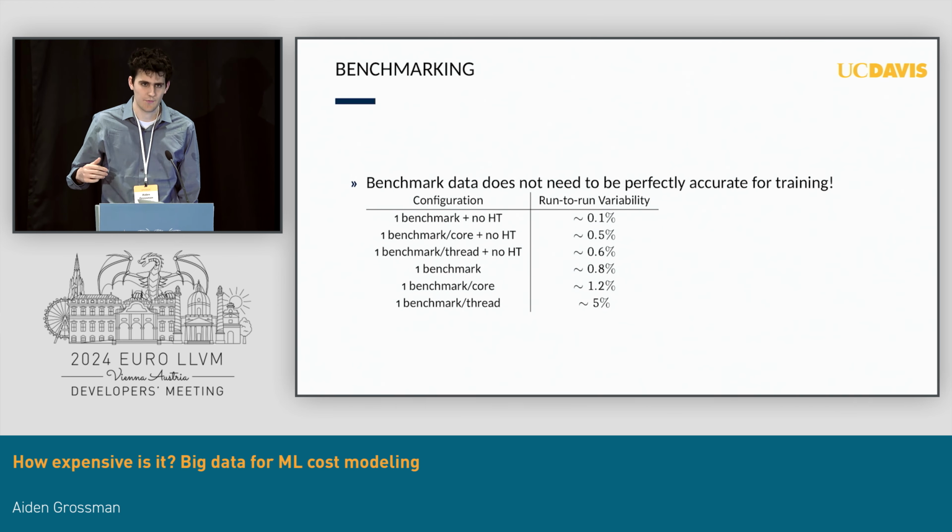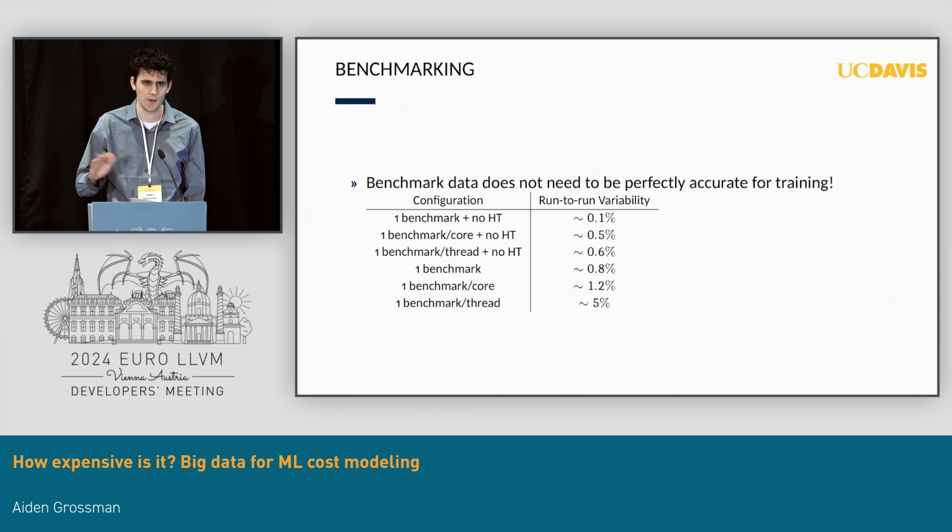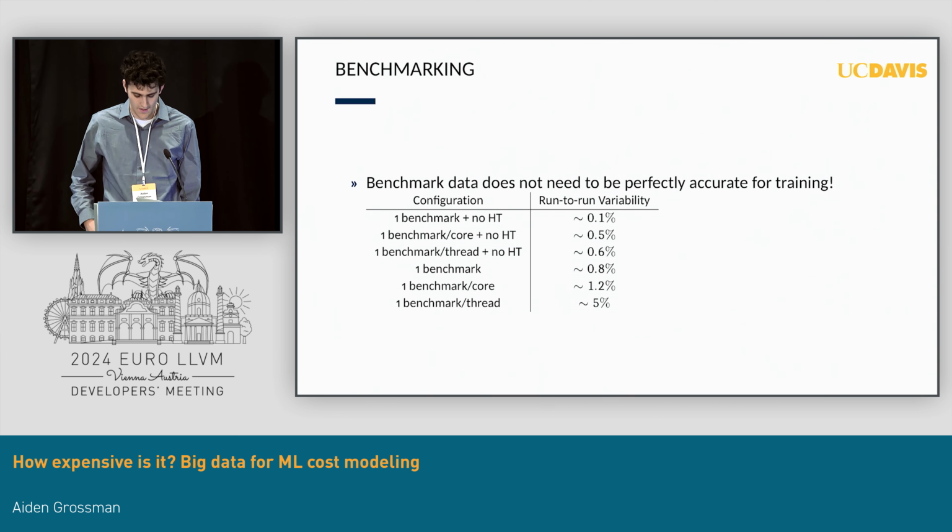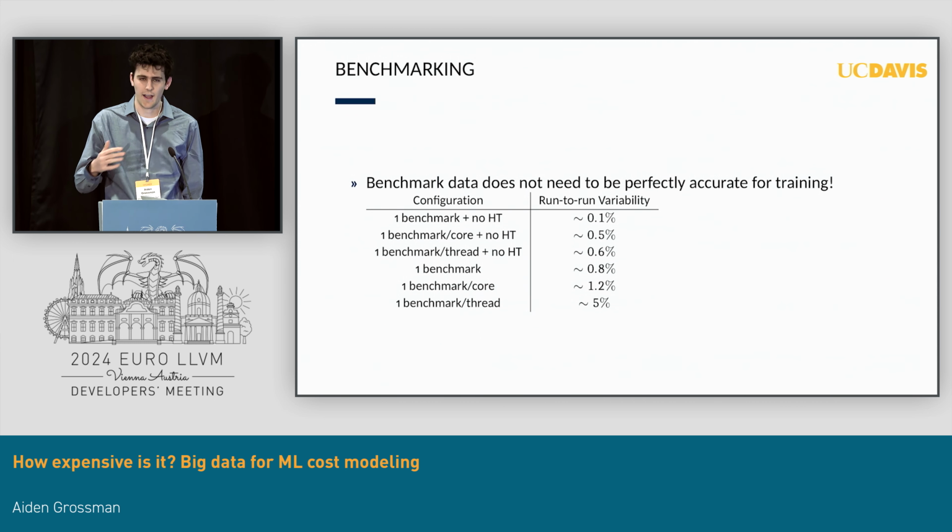On a couple different configurations, depending upon whether hyperthreading is enabled or disabled and how many benchmarks we're running at the same time, we can see run-to-run variabilities from about 0.1% to 5%. The important thing to note is that it depends upon the accuracy you actually need, and the overall accuracy is dependent upon what the bottleneck ends up being.